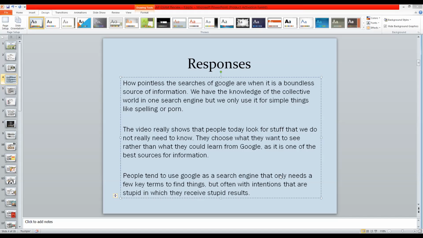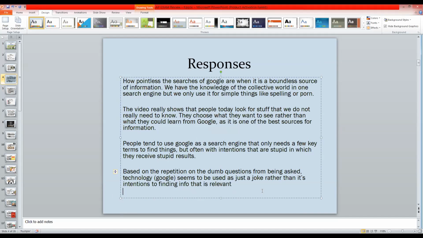Got another one from Anna over here: based on the repetition of the dumb questions being asked, technology, Google seems to be used as just a joke rather than its intention of finding info that is relevant. Absolutely. There seems to be this big repetition of dumb questions, and people don't just ask one here and there. It seems like all of them, if anything. I mean, it's a little bit stereotypical, a little bit of a generalization, but yeah, people do ask a lot of weird questions.